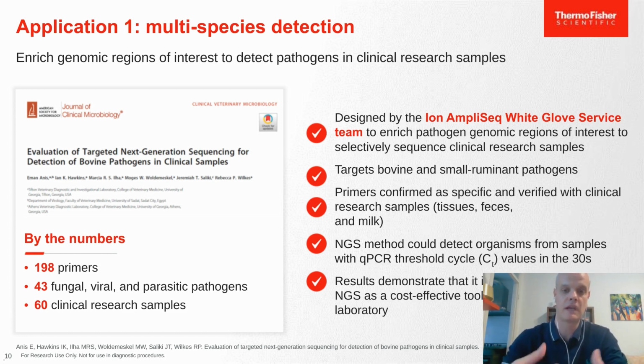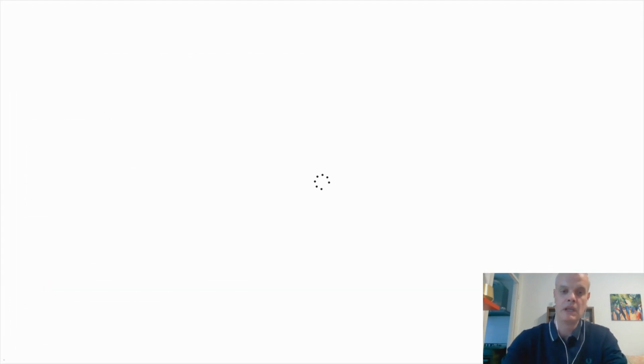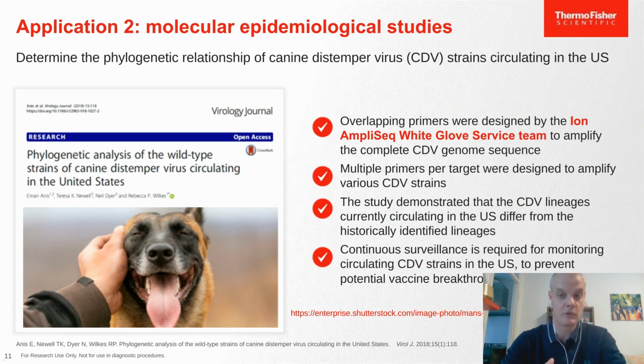Application number 2, the second example of 3, is instead related to molecular epidemiological studies. In this case, the goal is to determine the phylogenetic relationship of a certain virus, for example, or pathogen in general, circulating in a certain area. In this case, it is the relationship of canine distemper virus, CDV, circulating in the US. Here you see the publication reference. Again, this was achieved through an AmpliSeq white glove service team designed panel.